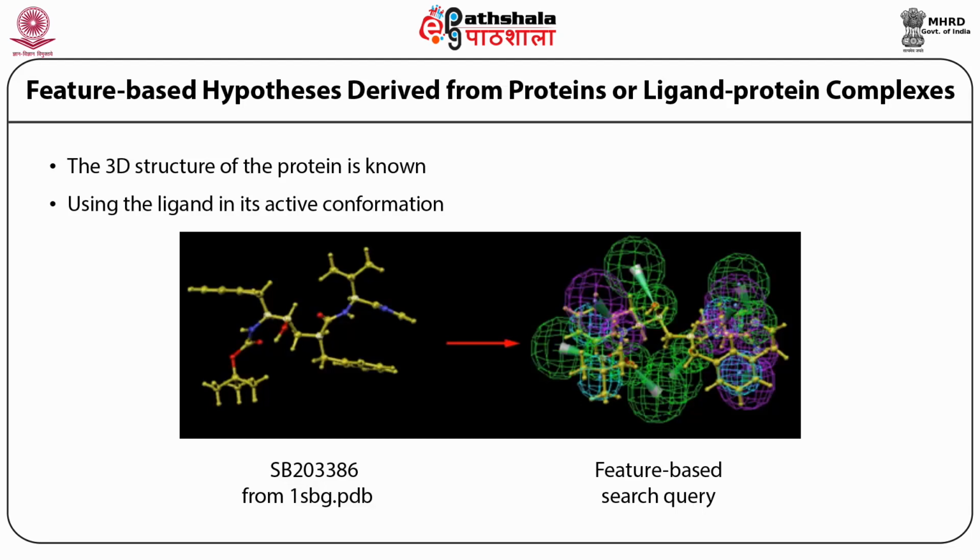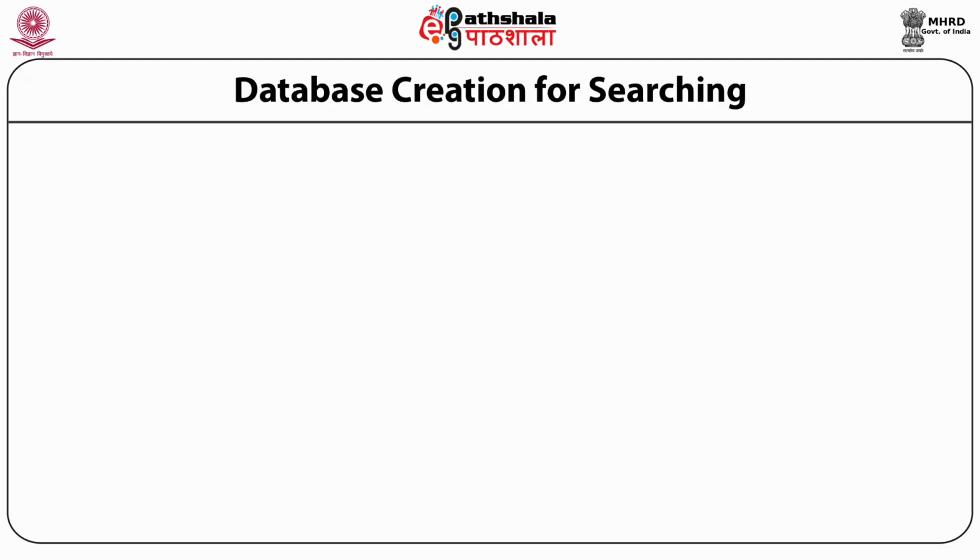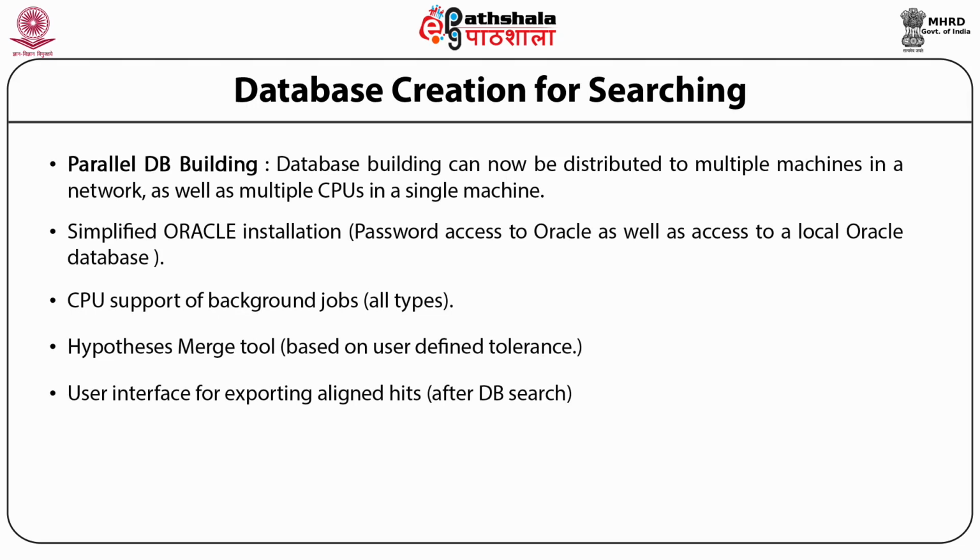We need to have database creation. The database normally comes corporate, or even available open source databases do not come with conformers. One can use parallel systems, parallel CPUs, to build them up, and several other methods. Most often one uses an Oracle database to store these different kinds of structures. And we can also do another technique called hypothesis merging, of which I have shown you one example earlier.